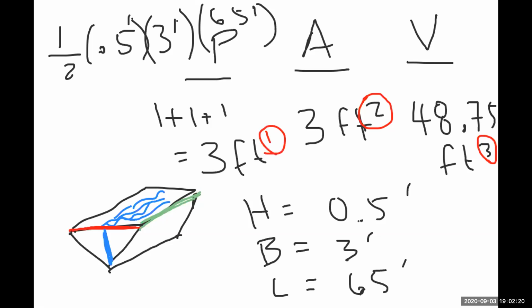So linear, perimeter is 1 unit of feet. Area, 2 units of feet. Volume is 3 units of feet. Okay. So that's a triangle. Okay.